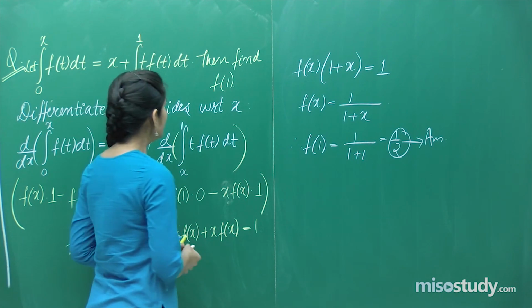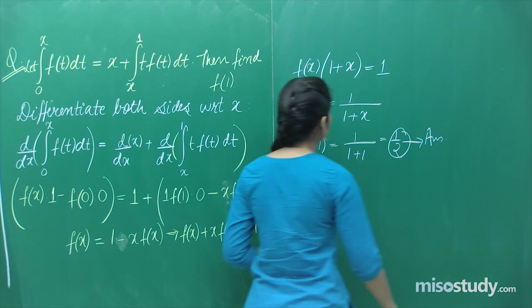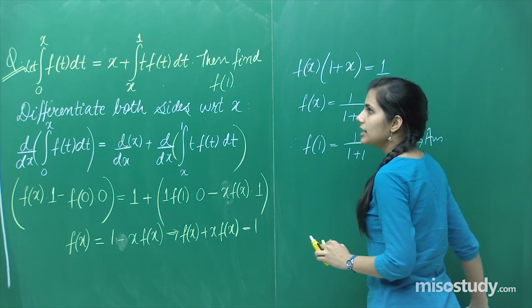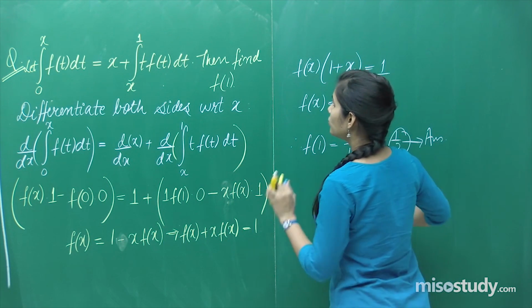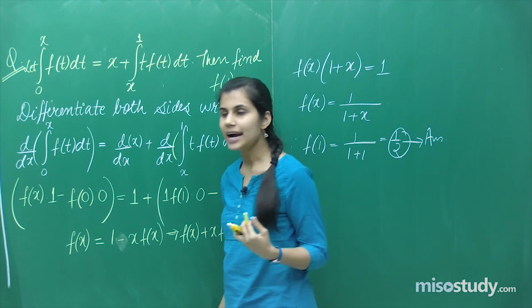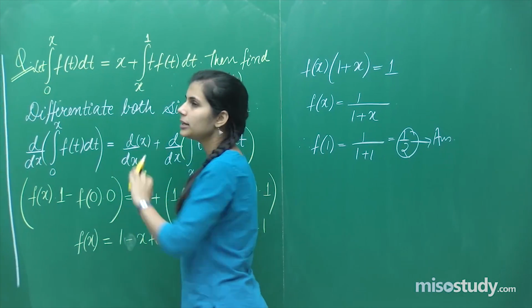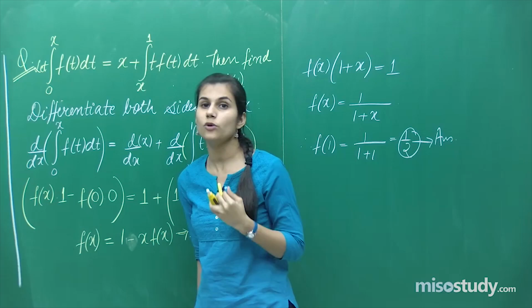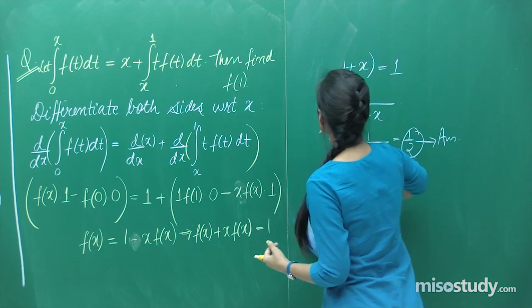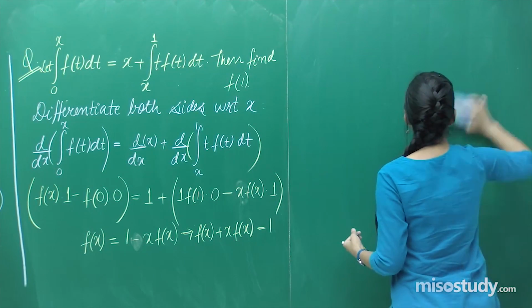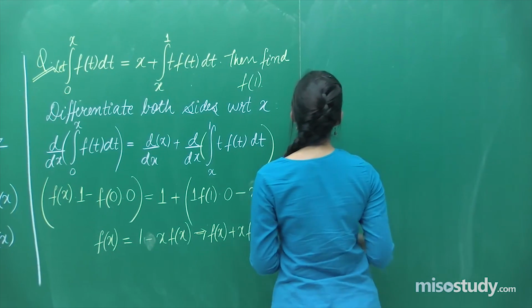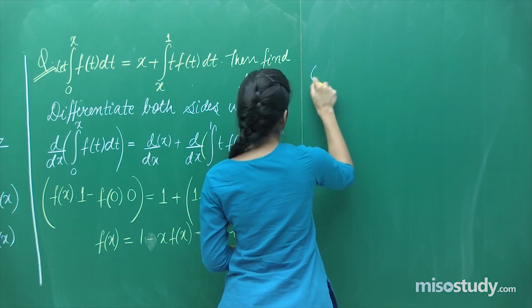Understood? This is one way in which many a times JEE has asked questions. That is, you have to yourself understand that I will have to differentiate both sides in order to get what I want. The other thing which can come in the Newton-Leibniz rule is of this kind.